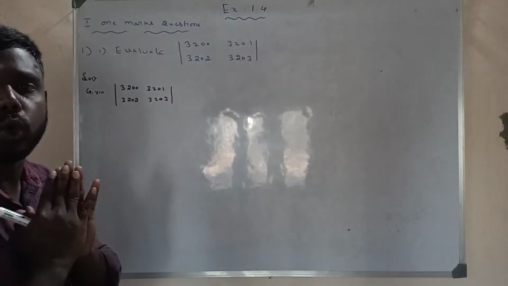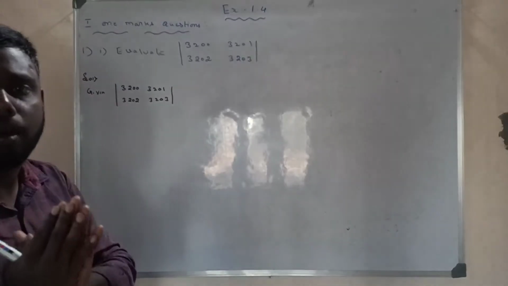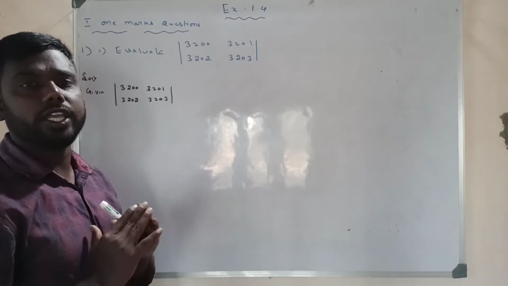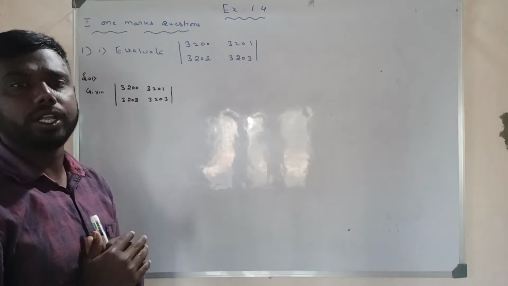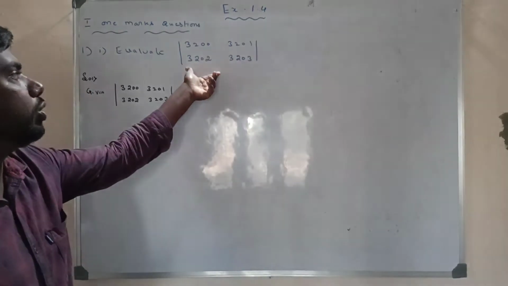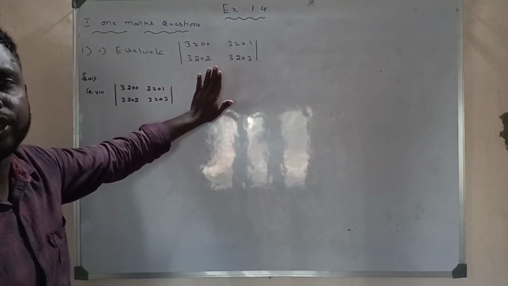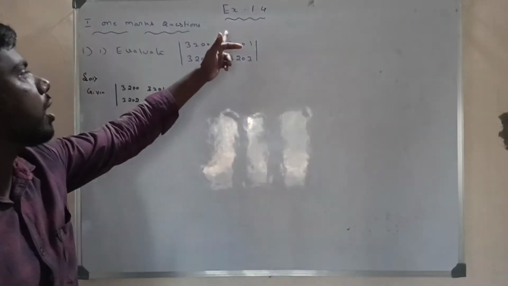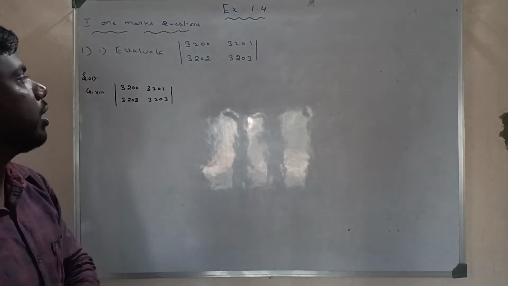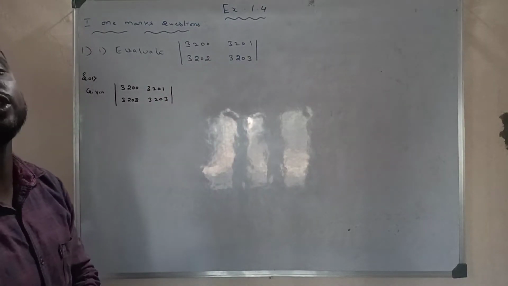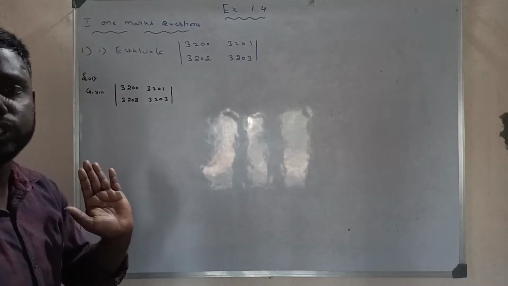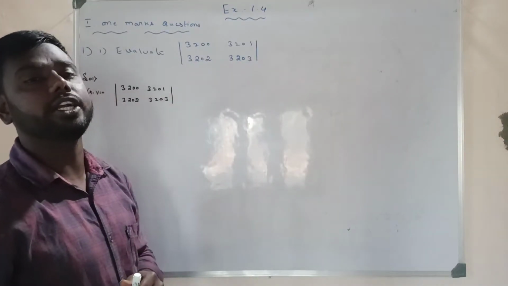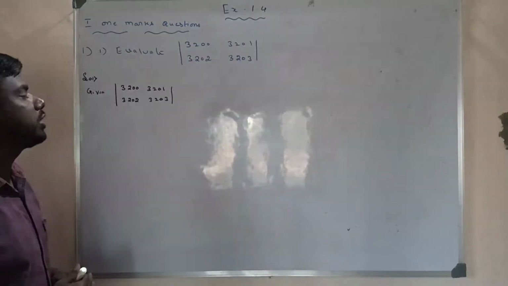By using row operation or column operation, find the value of the determinant. Here, don't apply the properties; we only have to use row operation or column operation. Don't apply the cross multiplication method either, because the values given here are large. That's why we use row operation or column operation to find the determinant value. So now see the solution.